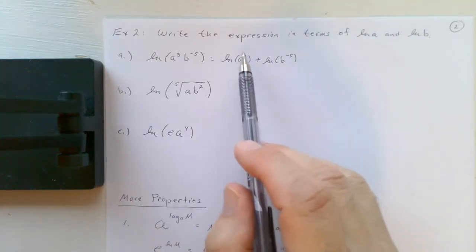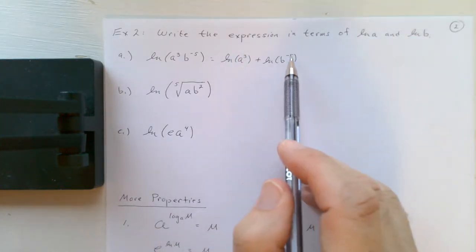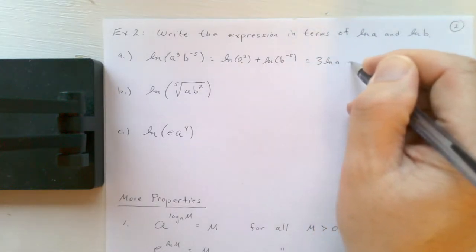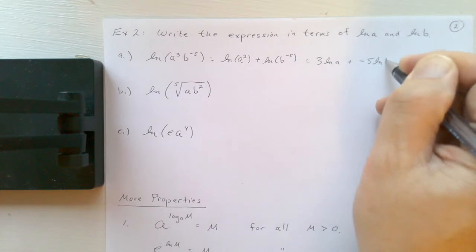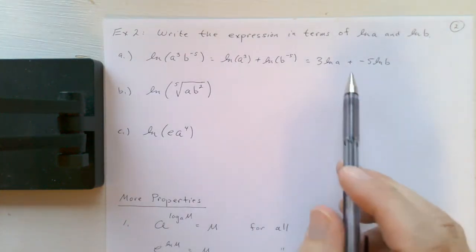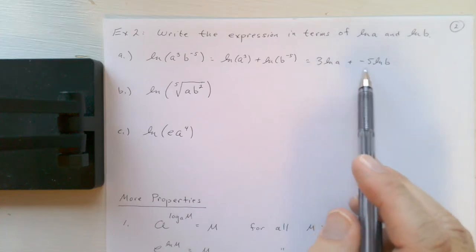And then you can see we can take this 3 out front here and this negative 5 out here, and so this will be 3 log a plus negative 5 log b. Okay. All right, so you can leave it like this, or you could say this is the same as 3 log a minus 5 log b.